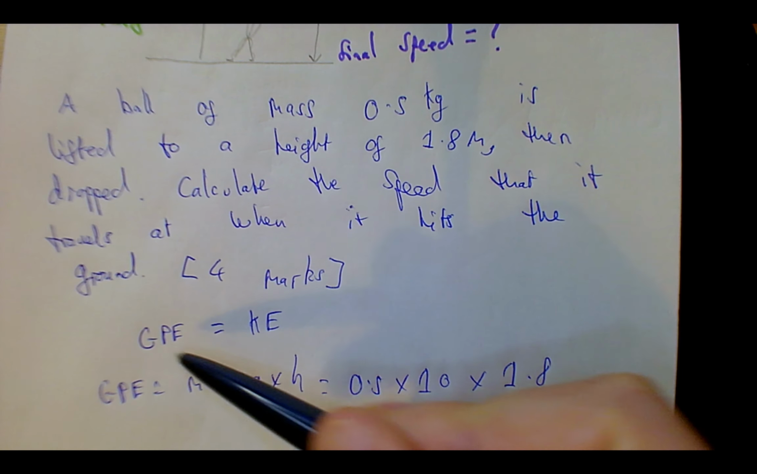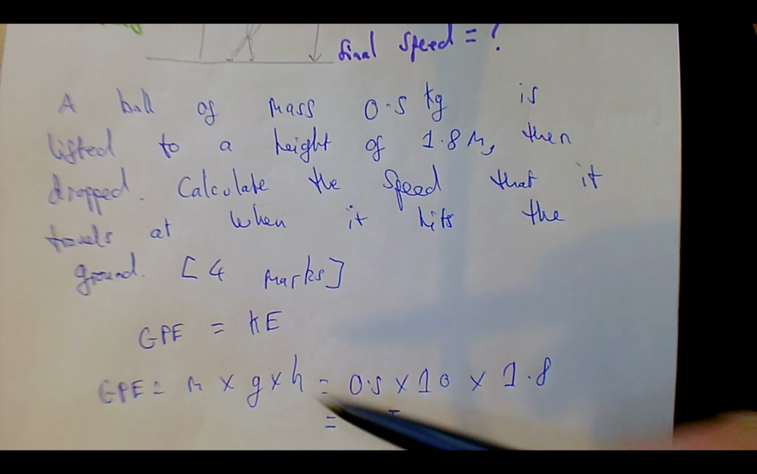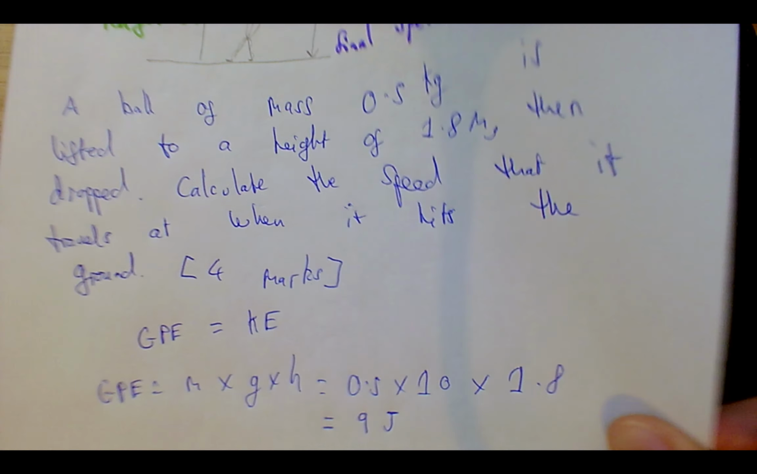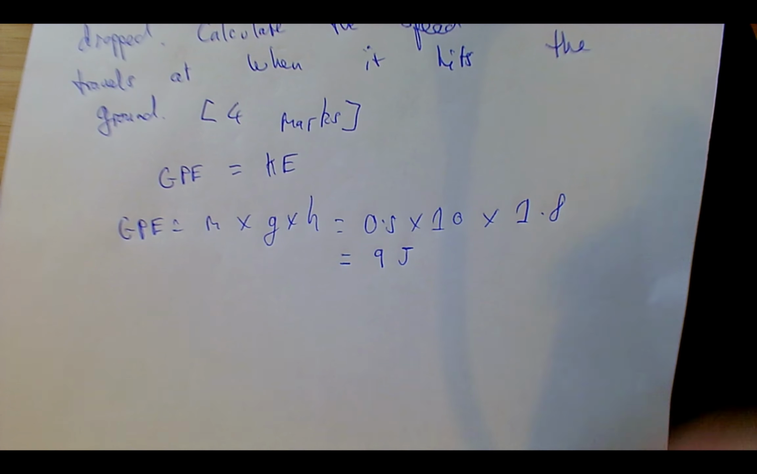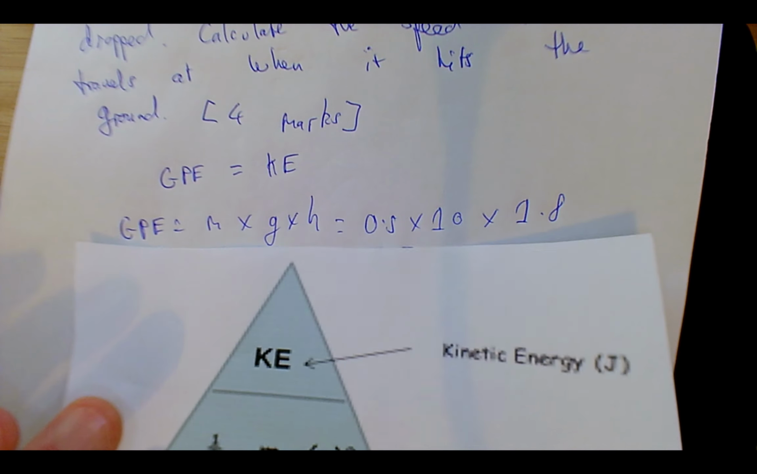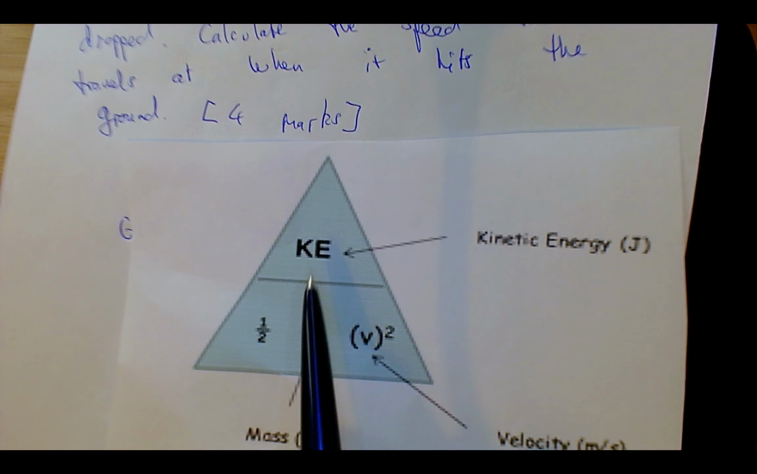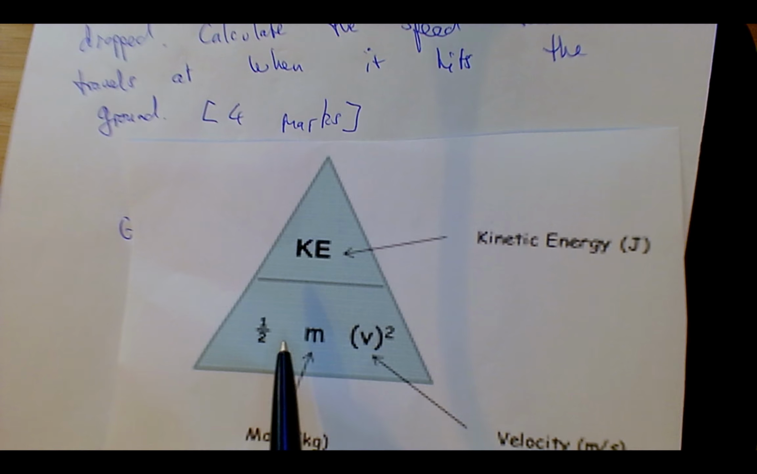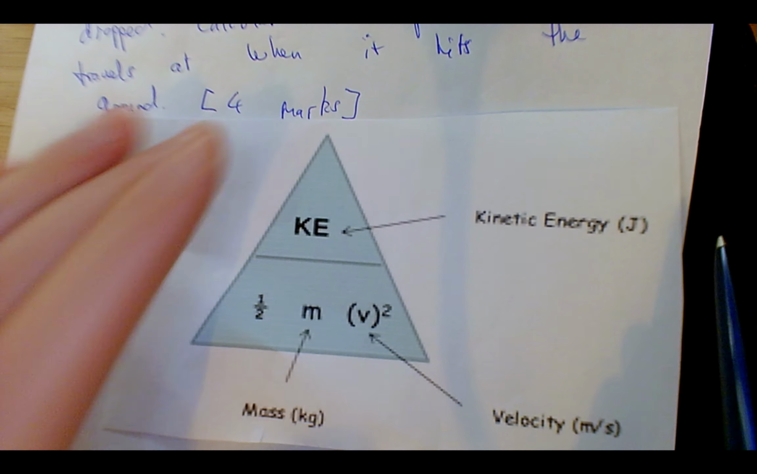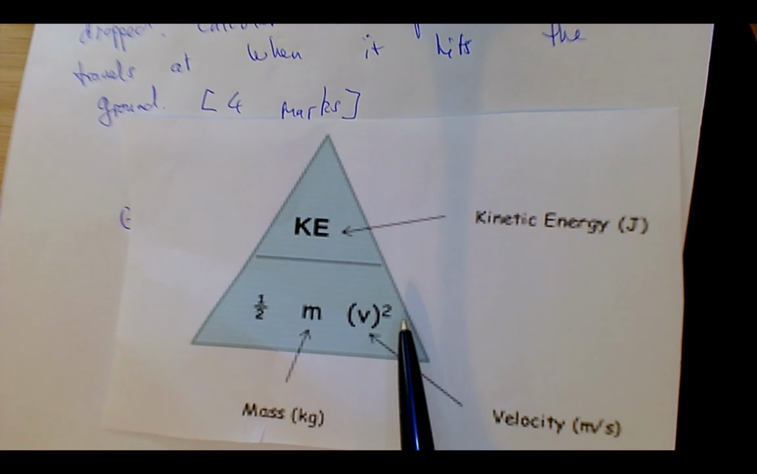But remember, we said the GPE at the start is equal to the kinetic energy at the end. So this is what we're going to move on to now. We're going to look at using the formula for kinetic energy to work out the velocity, and this is where it becomes quite a bit trickier. So here's my formula: kinetic energy equals half times the mass times the velocity squared. Once again, my starting point is to write out the equation.